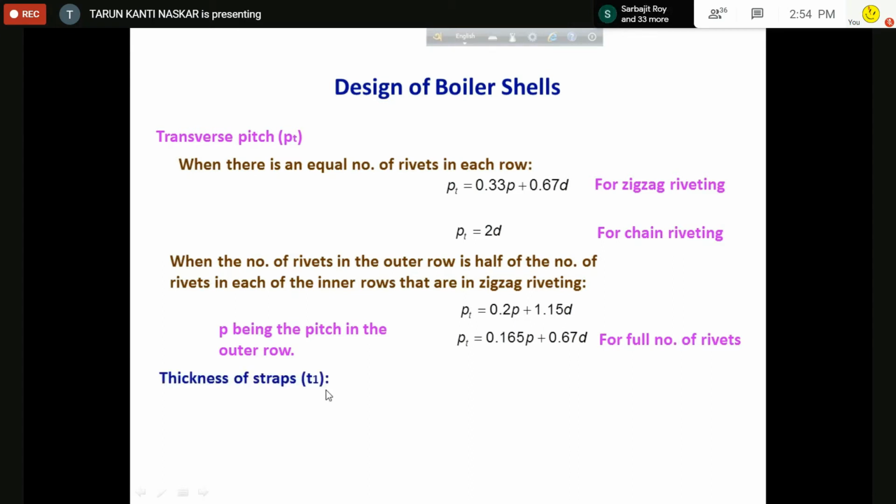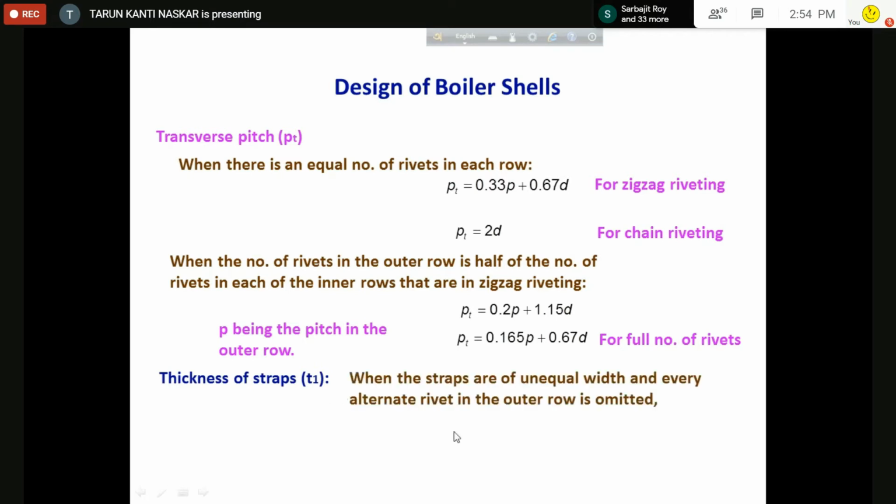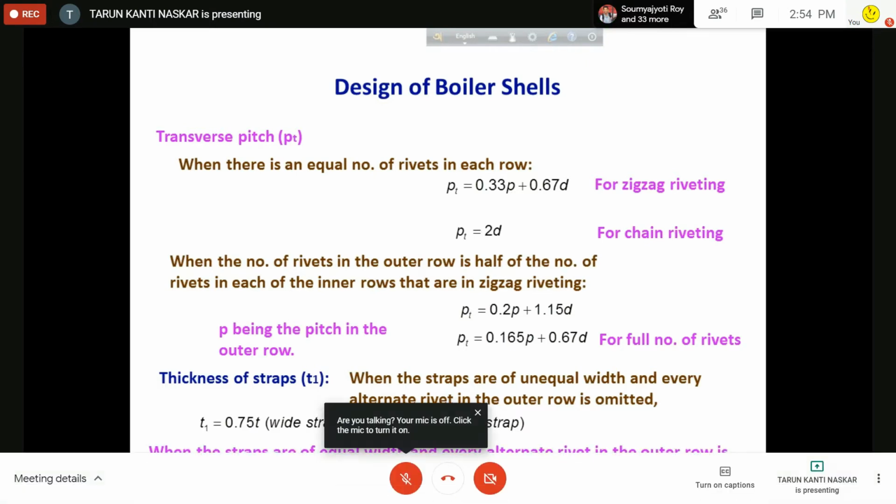So thickness of strap, that means straps which are used. When the straps are of unequal width and every alternate rivet in the outer row is riveted, then this is the strap, wide strap, narrow strap. These are all specifications from IBR. And when the straps are of equal width and every alternate rivet in the outer row is omitted, then this is the pitch.